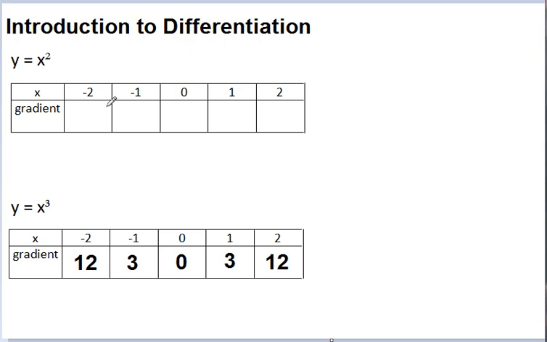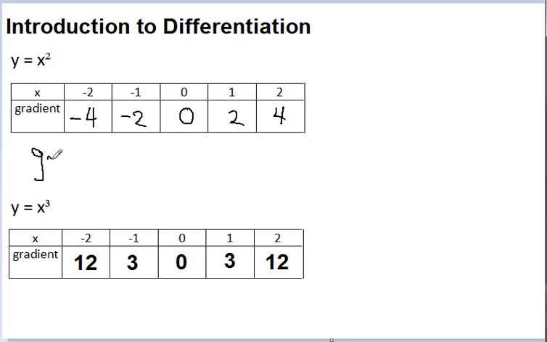So when x is minus 2, we know the gradient is going to be minus 4. When x is minus 1, it's going to be double it, so it's going to be minus 2. Double 0 is 0, and it's going to be 2 and 4 here as well. So when we have the x part of the coordinates of the curve, then it's quite easy to find the gradient. And of course we could write that out as an equation now, because the pattern's quite easy.